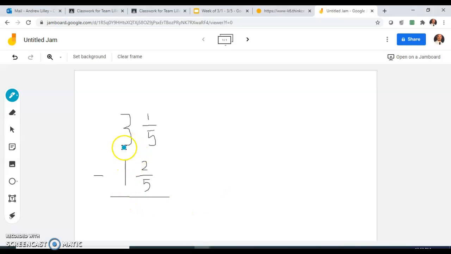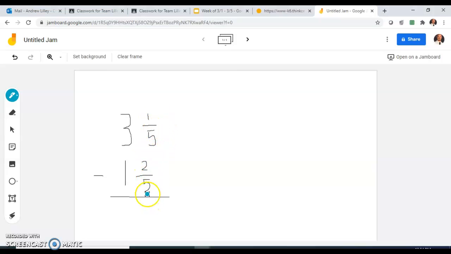So we're going to look at when we have mixed numbers, what do I do if I don't have enough in the fraction, and how do I take from the whole number? So the problem is 3 1/5 minus 1 2/5. So let's look at the fraction part first.